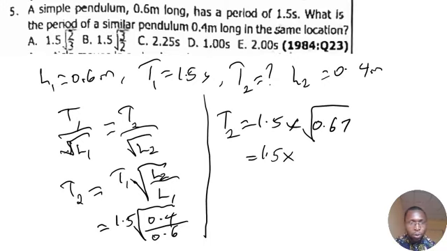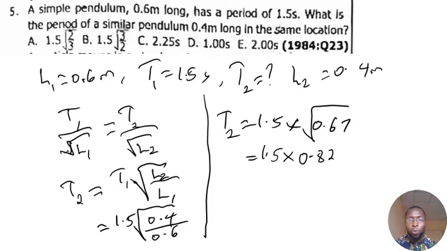So square root of 0.67, that will give us 0.82 approximately. So we have it here as 0.82, and we'll multiply this together, so we get our final answer: 0.82 times 1.5, right? That will give us 1.23. Now 1.23 is the final answer here.